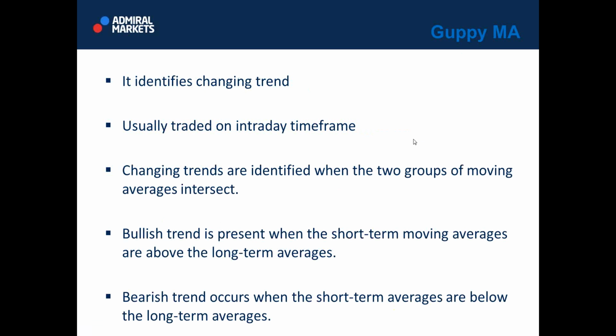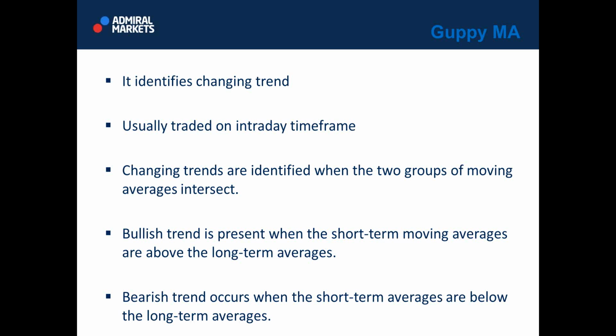Now, the primary meaning of Guppy MA was not to trade it. It was basically to identify a changing trend. So by using Guppy moving averages, we are identifying a potential trend change, and we actually want to trade that trend change. So we do not simply analyze the market, and we do not wait for the confirmations. We first need to see the trend, and the trend is established, as we will see, by using 5 fast and 5 slow exponential moving averages.